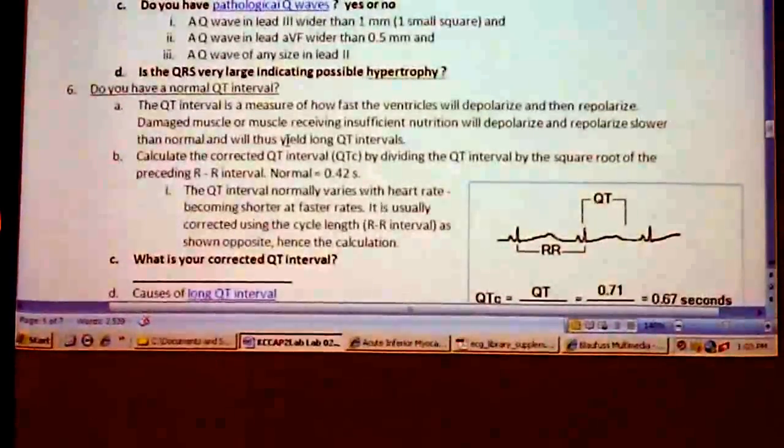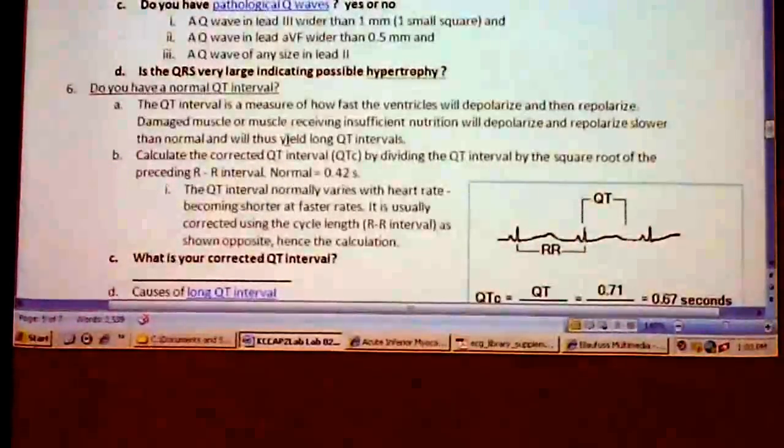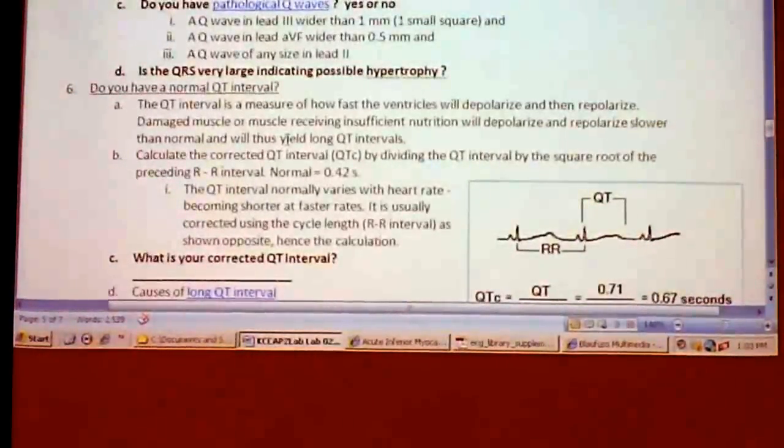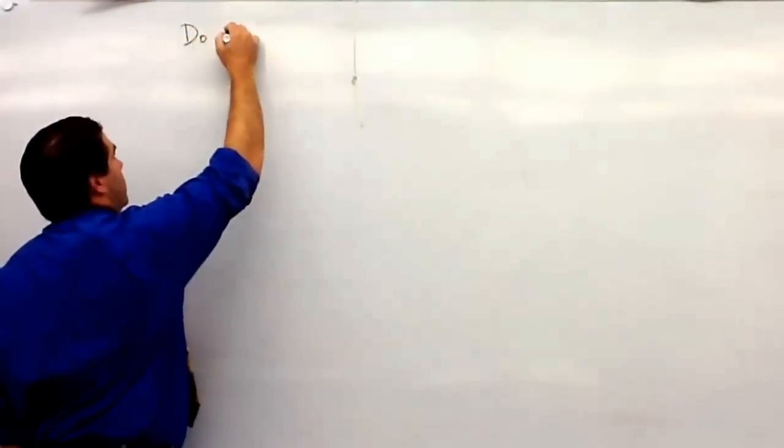But I would like you to have QRS axis down. That's fair game on the practical. Normal QT interval, and then ST segment. Those are the 3 that I think are really pretty important. So what we're asking here is, do you have a normal QT interval?